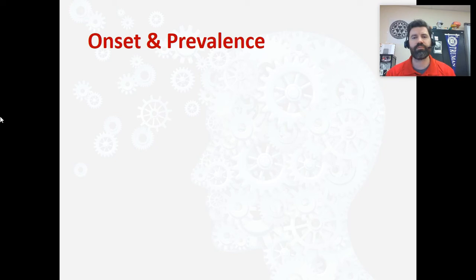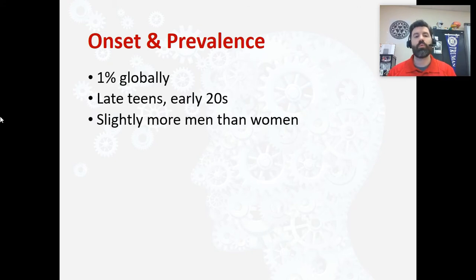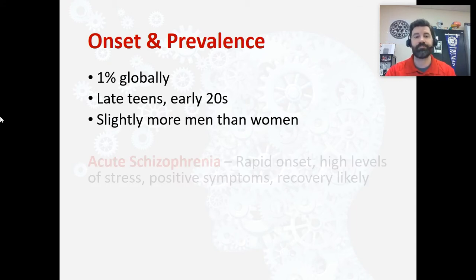So onset and prevalence, just as a reminder, onset is kind of when do we tend to see symptoms show up, and prevalence is how often do we see this happen. Well, schizophrenia impacts about 1% of the population. If you just take a random sample of people, they've got about a 1 in 100 chance of developing some symptoms of schizophrenia. As far as onset, when do we see symptoms show up? Late teens, early 20s is when most people start to show symptoms of schizophrenia, and it is slightly more common in men than it is in women.